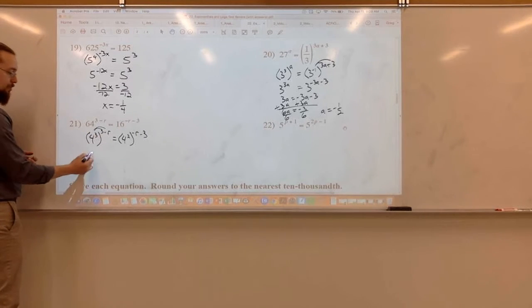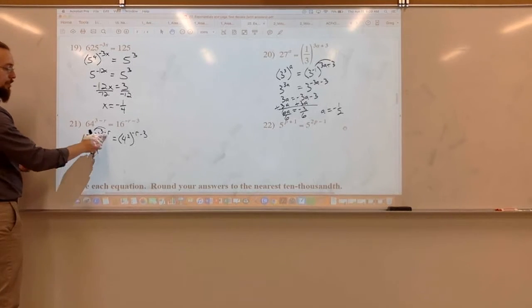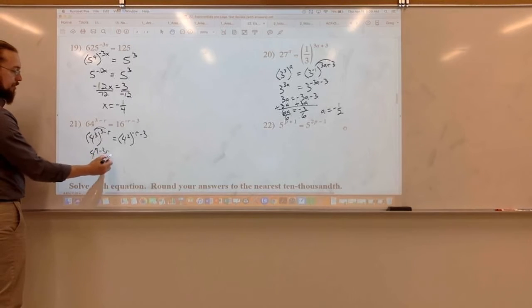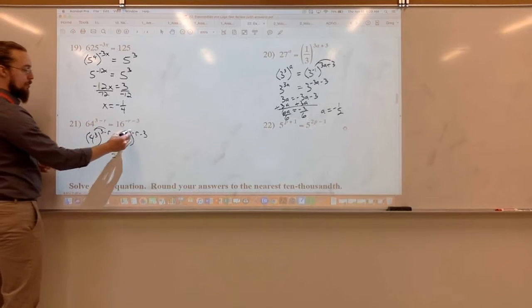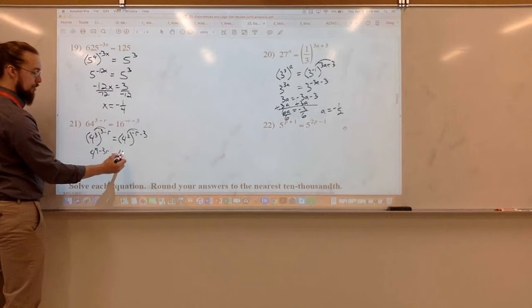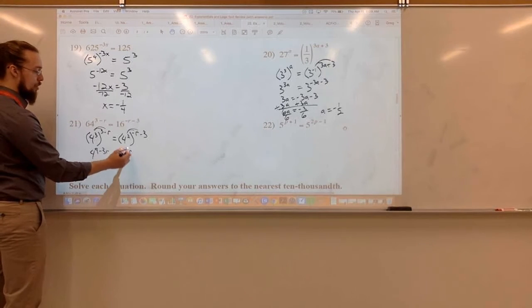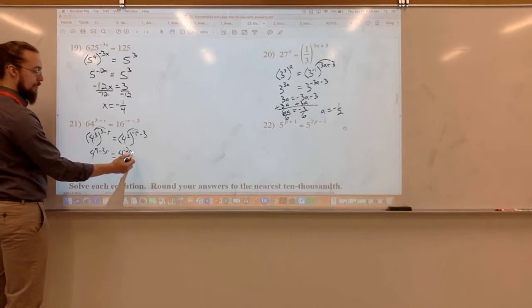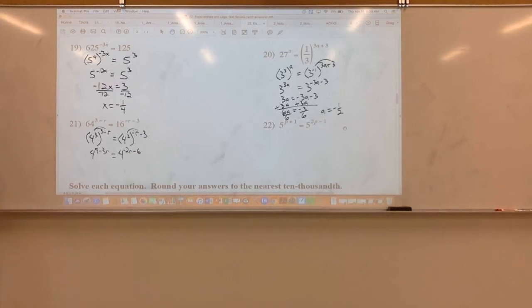So 3 times 3 is 9. 3 times negative r is negative 3r. Then I need to distribute the 2 over here. So 2 times negative r would be negative 2r, and 2 times negative 3 is minus 6.